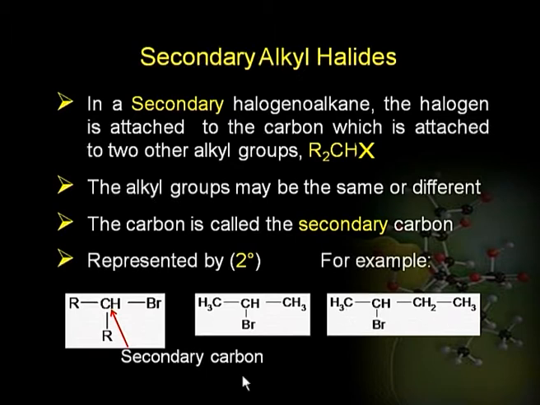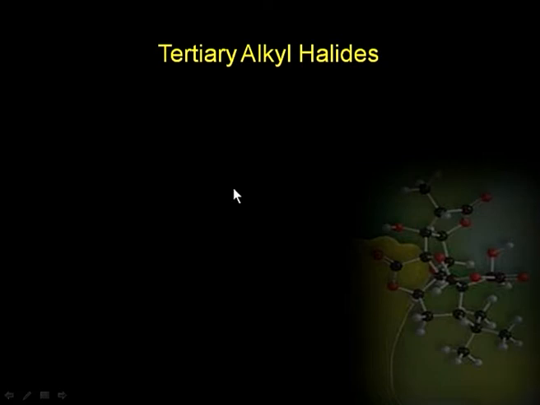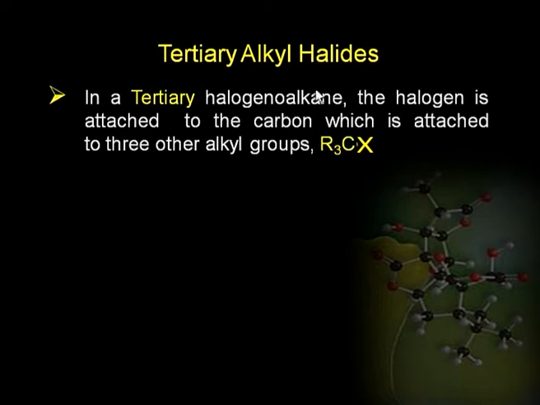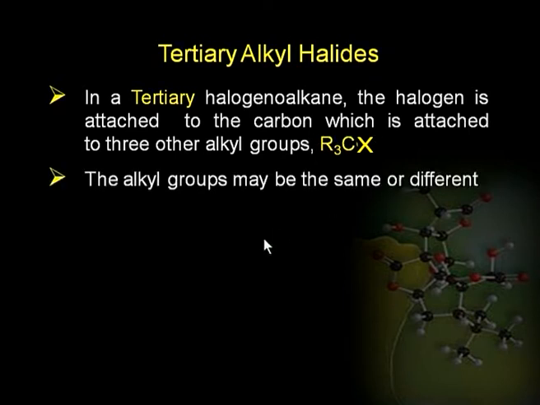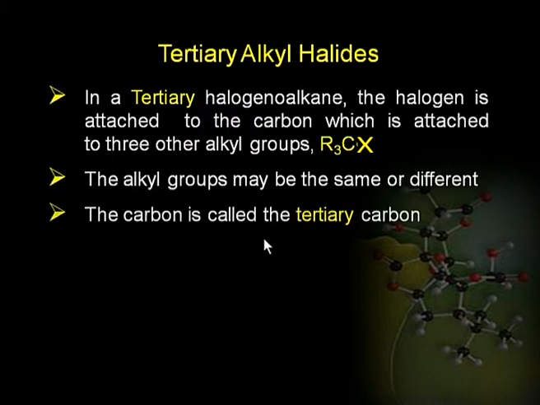In both the cases, the bromine atom is attached to the secondary carbon atom which is in turn attached to 2 alkyl groups. Similar to secondary, then we have tertiary alkyl halides. In case of tertiary alkyl halides, the halogen is attached to the carbon which is attached to 3 other alkyl groups. So, we generally represent it by the formula R3CX, and the alkyl groups, similar to secondary alkyl halides, could be the same or different. The carbon to which the halogen atom is attached is called the tertiary carbon.